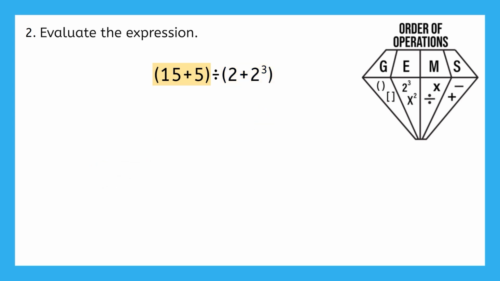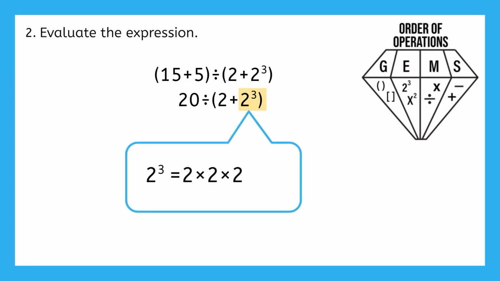So we start by adding 15 plus 5, which equals 20. Bring down the rest of the expression, and now we're ready to tackle that second grouping, 2 plus 2 cubed. Notice how there are 2 operations within this set of parentheses, addition and an exponent. Exponents come before addition in GEMS, so we'll start by solving 2 cubed, or 2 to the power of 3. 2 cubed means 2 times 2 times 2. 2 times 2 equals 4. And times 2 again equals 8.